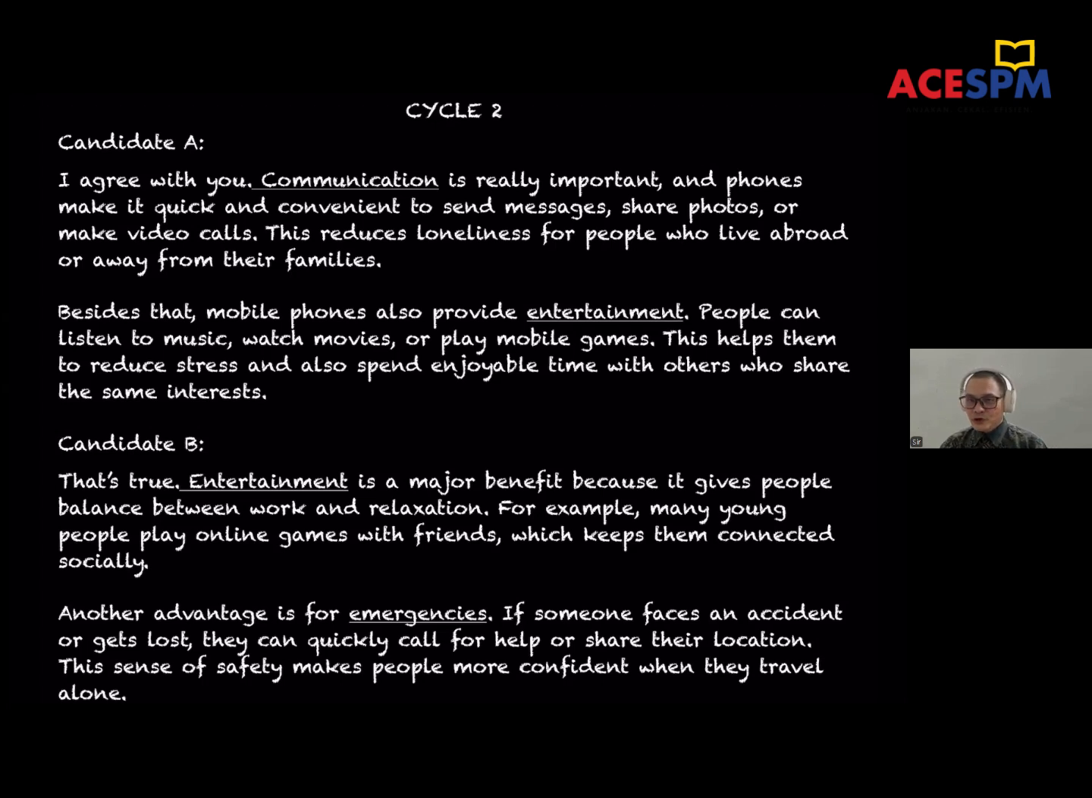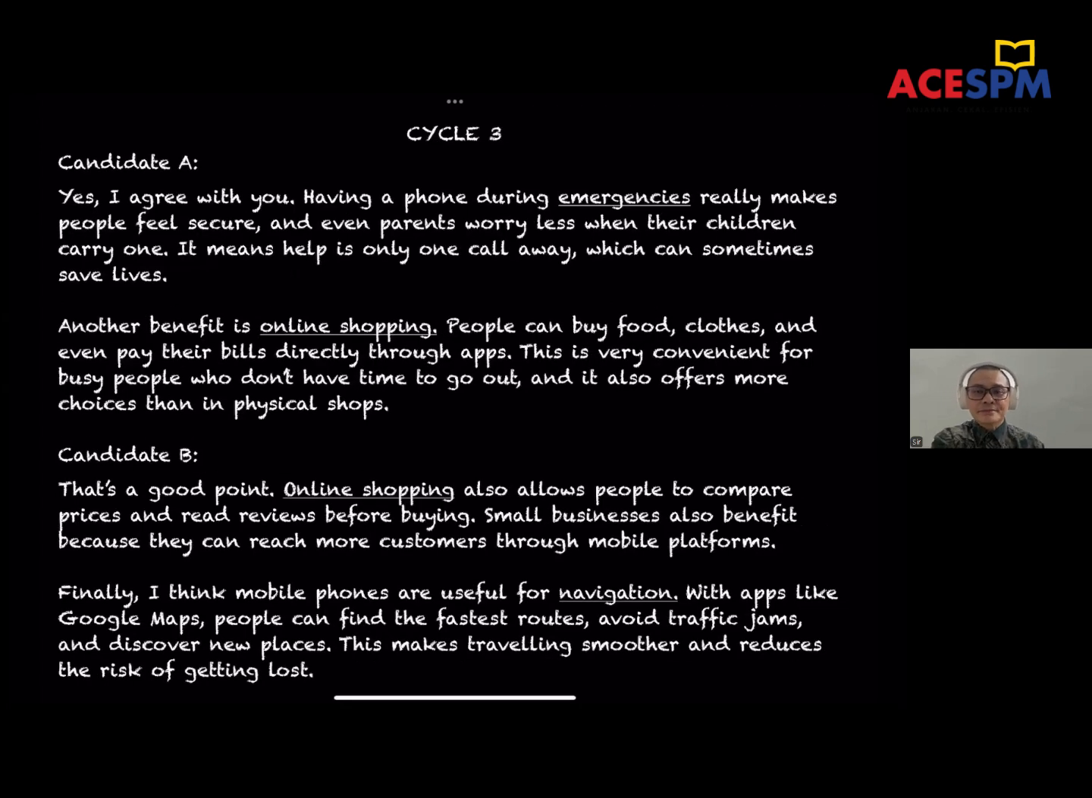Remember, because we are learning and practicing, I've broken it into 3 separate cycles. Once you start practicing with your friend, you have to do it in one go. Now we go to cycle 3, which is the last 2 points, online shopping and navigation. So we'll start with candidate A.